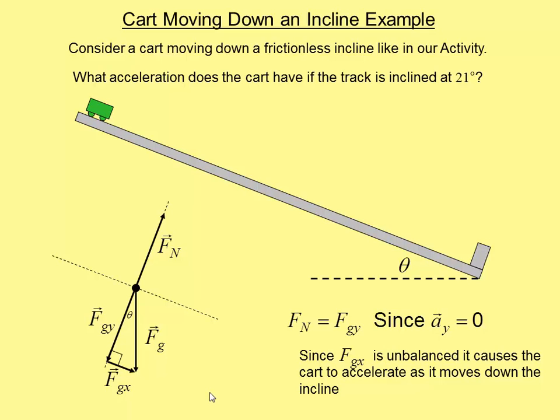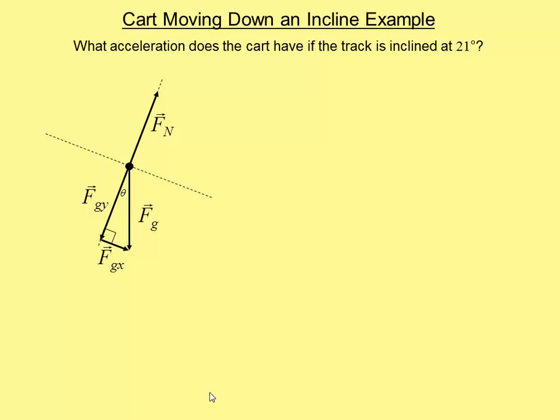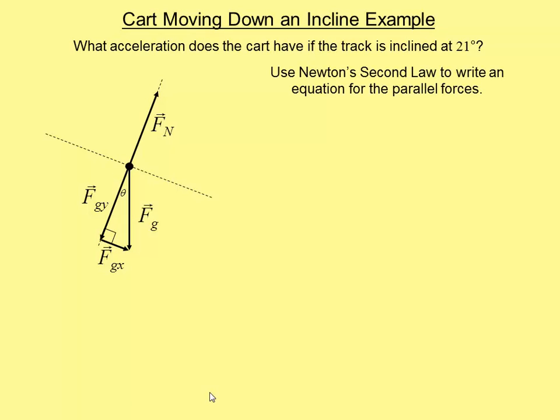And if we now apply Newton's second law to this situation, we can actually calculate what that acceleration would be. So we're going to use Newton's second law to write an equation for the parallel forces. Newton's second law is net force is mass times acceleration. Now there's only one parallel force, that's F_gx. So that's our net force. So F_gx is equal to ma.